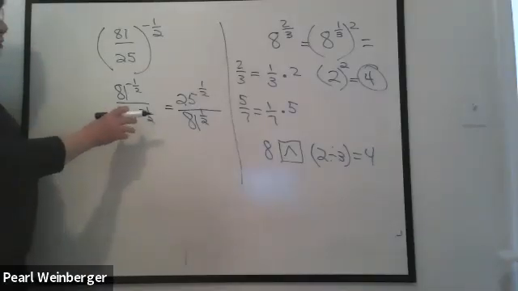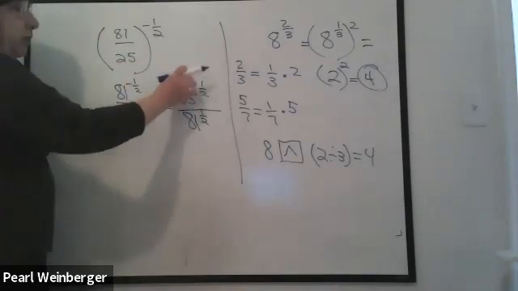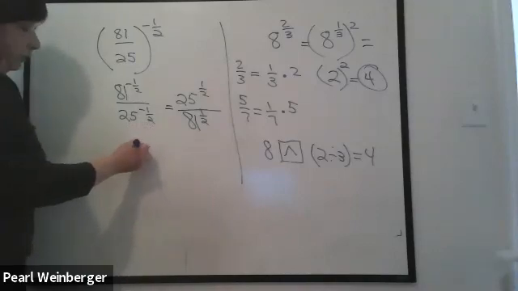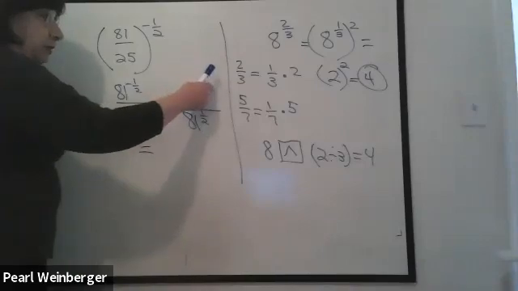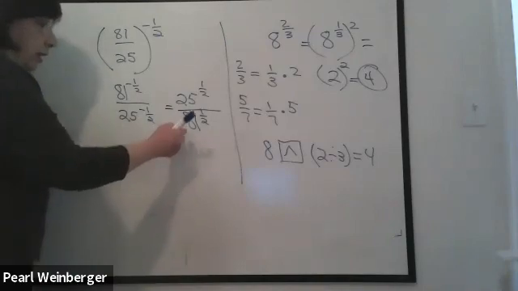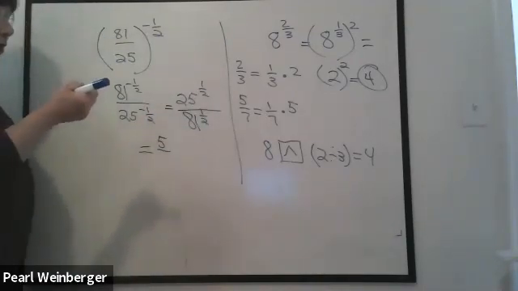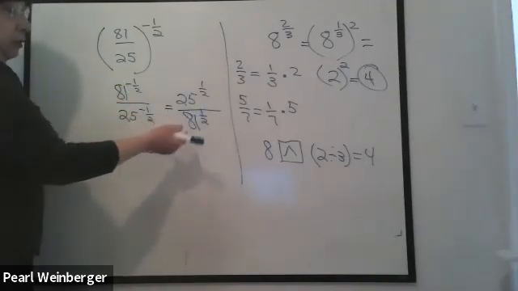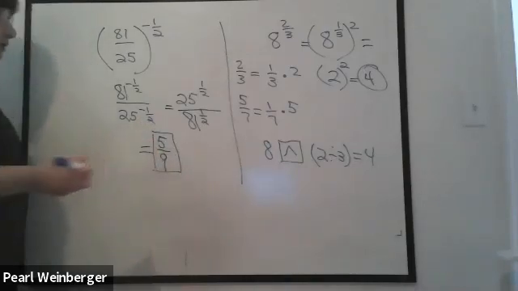So we can simplify this to get 25 to the +1/2 over 81 to the +1/2. Now remember, the 25 to the 1/2 means take the square root of 25, so that's plain 5. And 81 to the 1/2 means take the square root of 81. The square root of 81 is 9. So my final answer comes out to be 5/9.